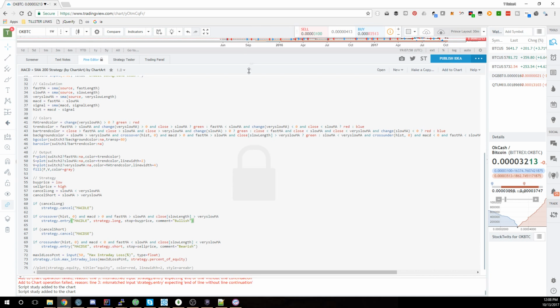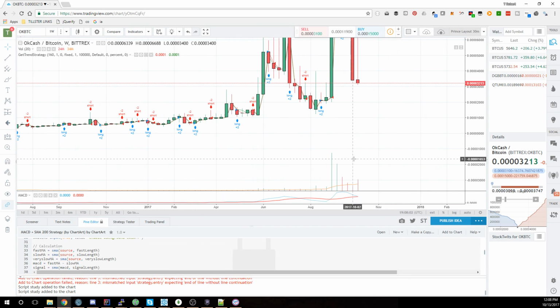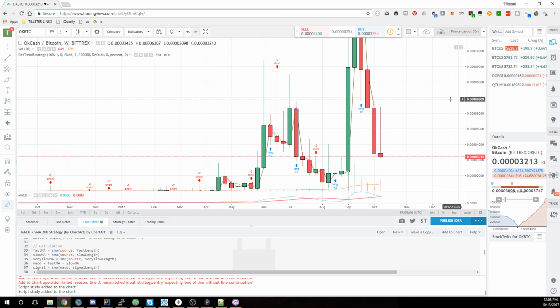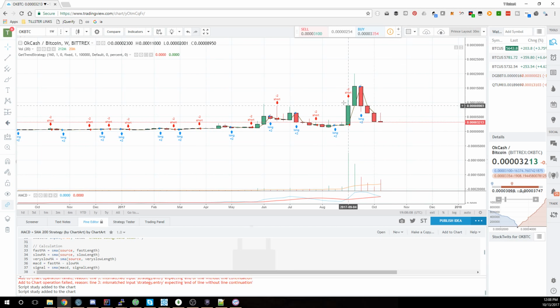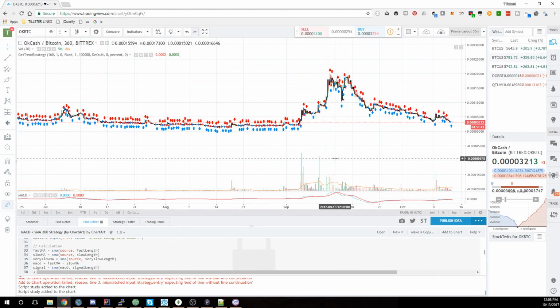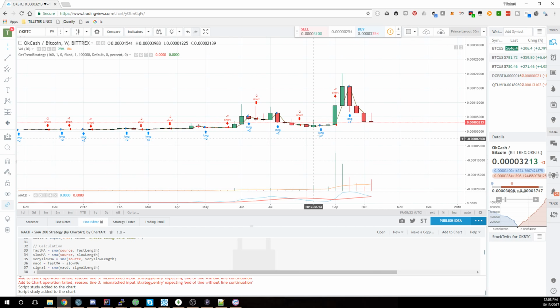Now let's see that play out. Number one, we can see it play out in the charts. Here we went long. Here we went short. Let's move this to a slightly better time frame, like a 6-hour time frame. Not so much. We'll stick with the 1 week time frame. Okay, here we went long, here we went short. Here we went long.